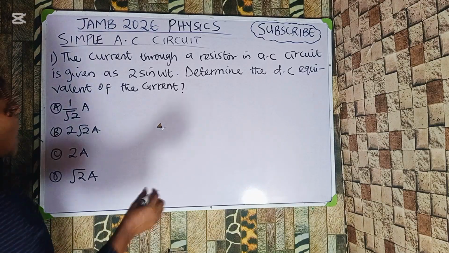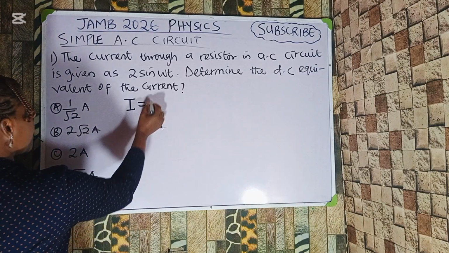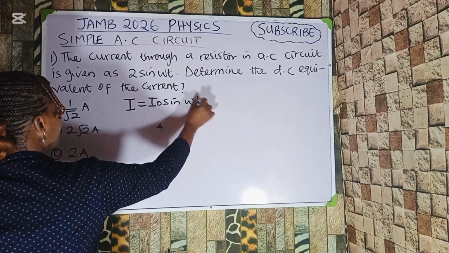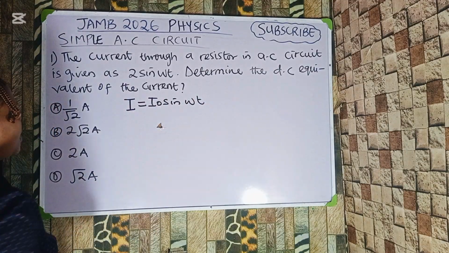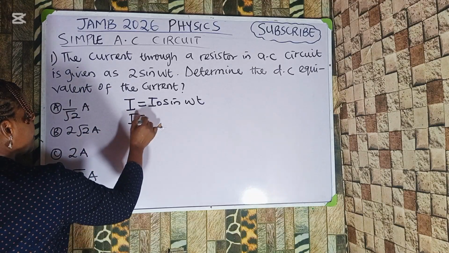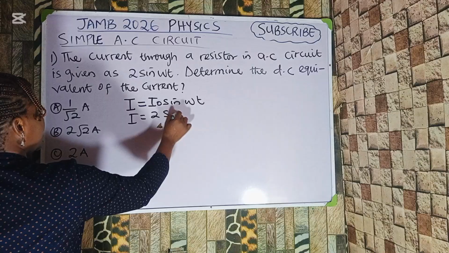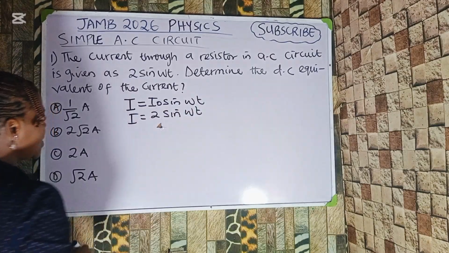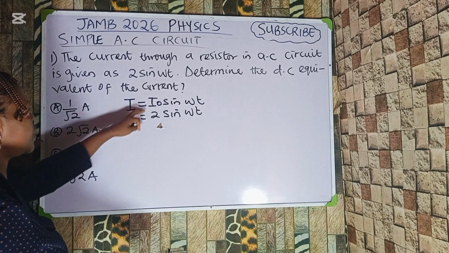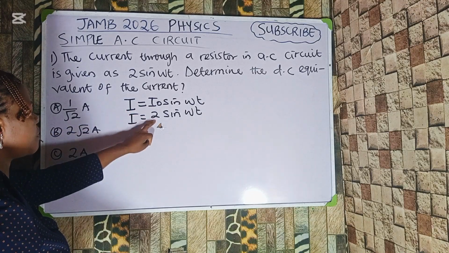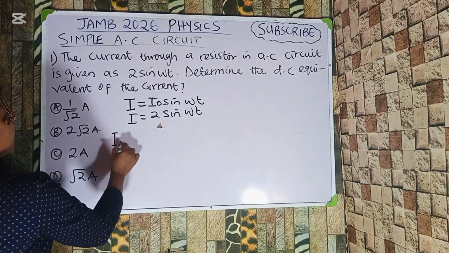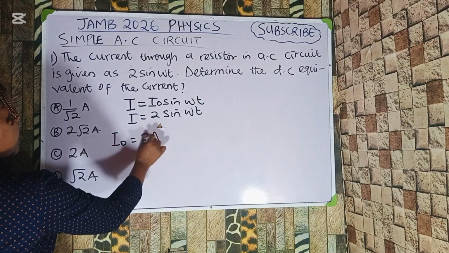So the instantaneous current value is given as I equals I naught sine omega t, right? Now comparing it with what we have in the question, we are given I equals 2 sine omega t, right? So automatically this is our instantaneous value. This is the peak current, okay? So the peak current is equal to what? 2 amperes. So I'll say that the peak current is equal to 2 amperes, okay?